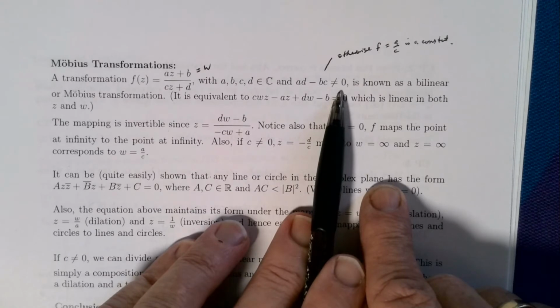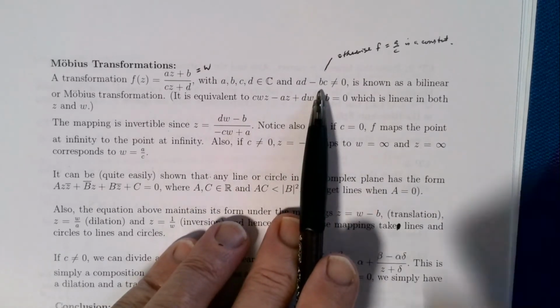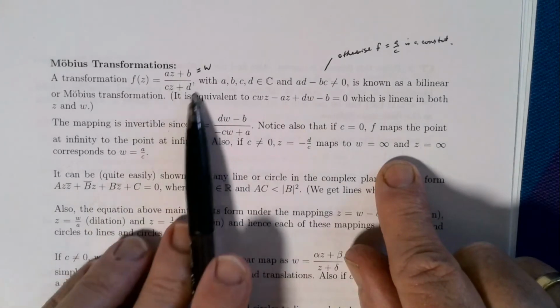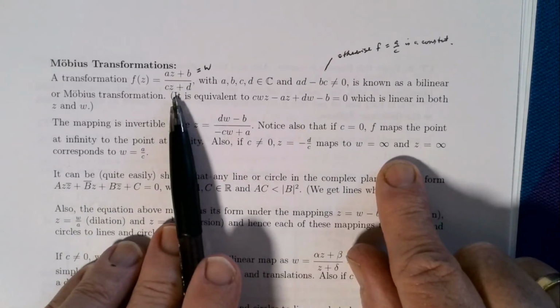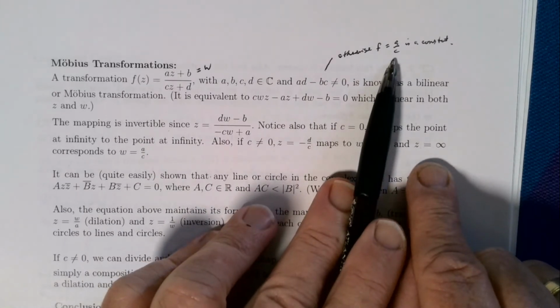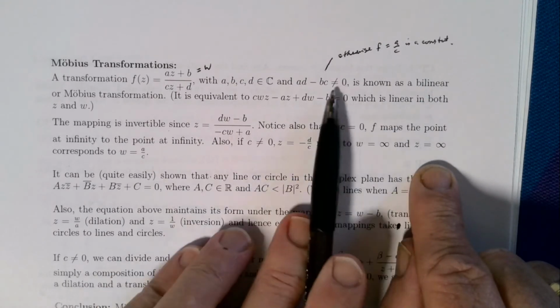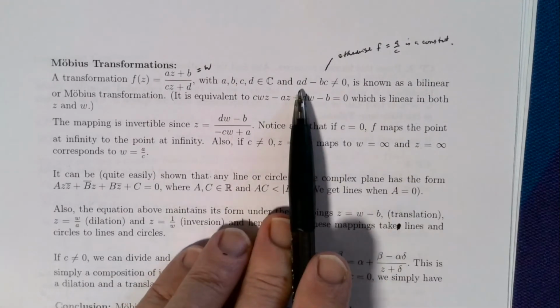I'll leave you to check that if ad minus bc is 0, then you can simplify this expression, and it turns out just to give you f is a over c, and that's a constant, and so we don't want this to be constant, so that's the reason why we exclude this case here.